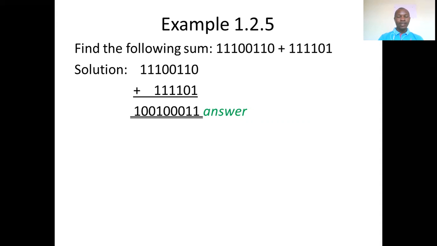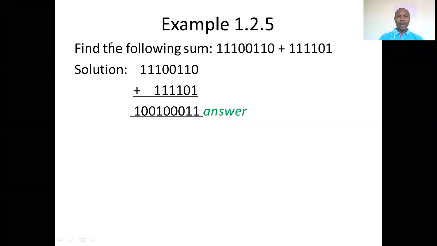Find the sum of the following numbers: 1110010 plus 101. Now, how do we do the addition? Remember, just like we did in decimal numbers, we need to align our numbers starting from the right going to the left. So we see that here we have this number, and then here we have this number. We are adding them, so we add the corresponding digits.